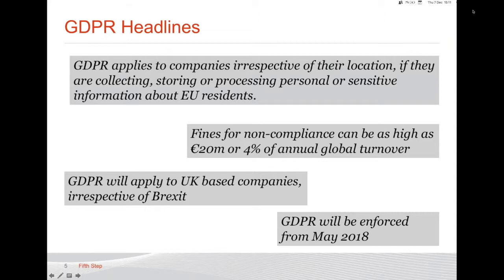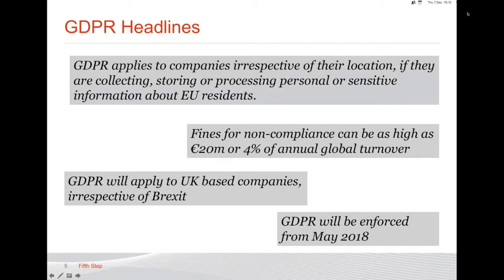GDPR will be enforced from May 2018. So, in fact, it's the 25th of May 2018. The Information Commissioner's Office, that's the Data Protection Authority here in the UK, has stressed that it's going to be a softer landing.